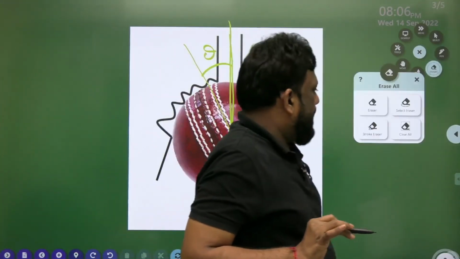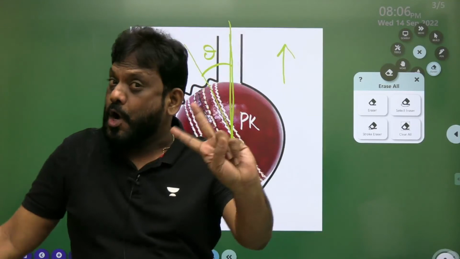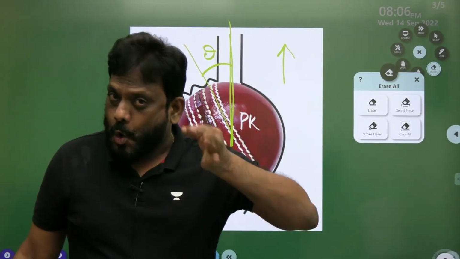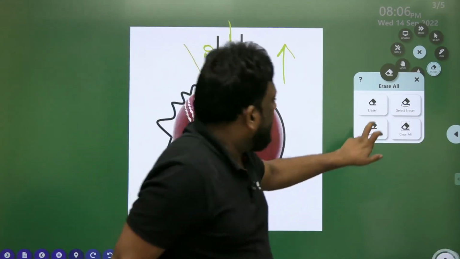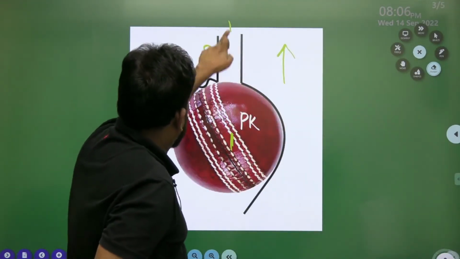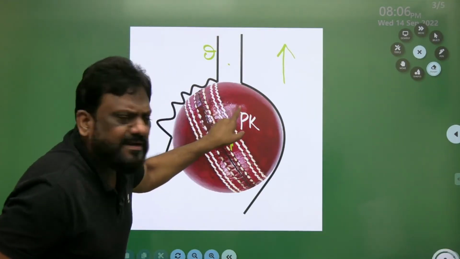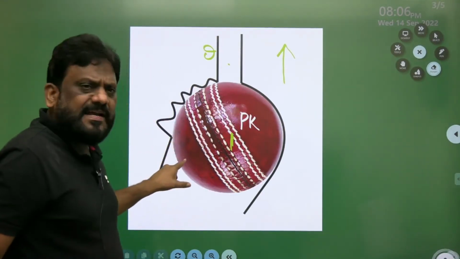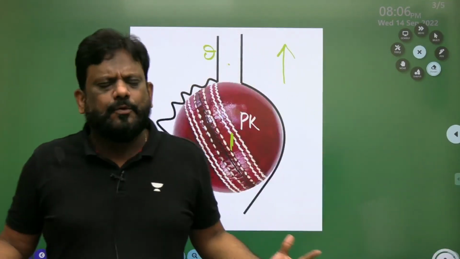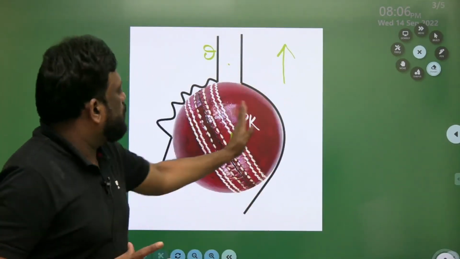I don't know, sir. Now, this complete magic is no black magic, only science, only fluid mechanics, only boundary layer theory. Now, let's observe clearly, dear students. Now, this is exactly the same surface. Brand new ball. So, when the ball is absolutely new, you don't find any change in both surfaces.